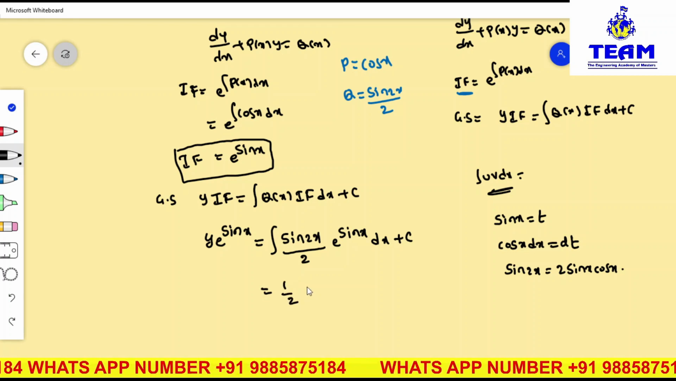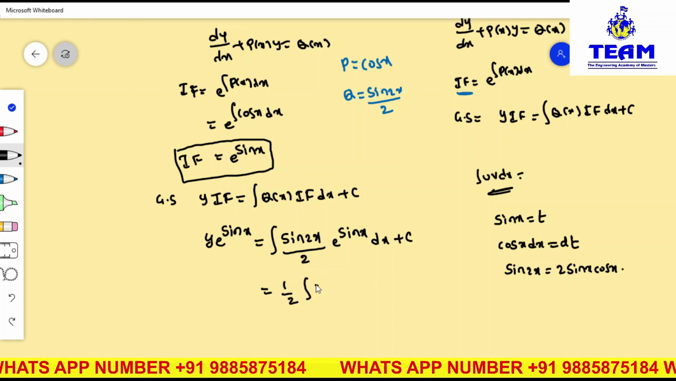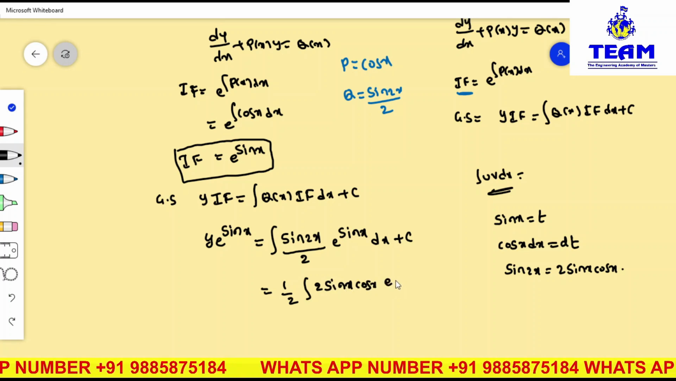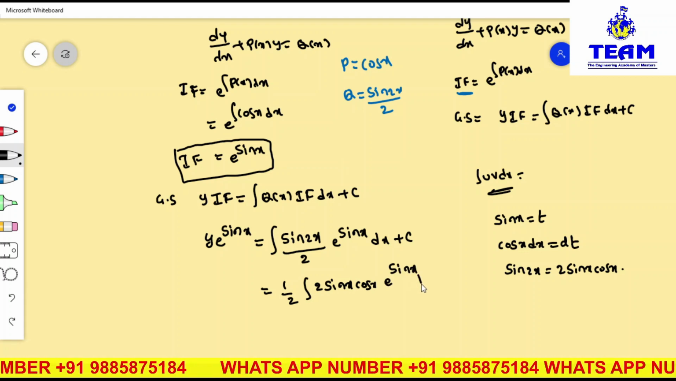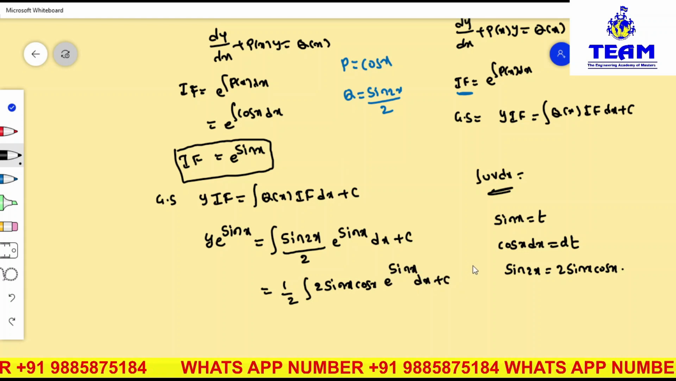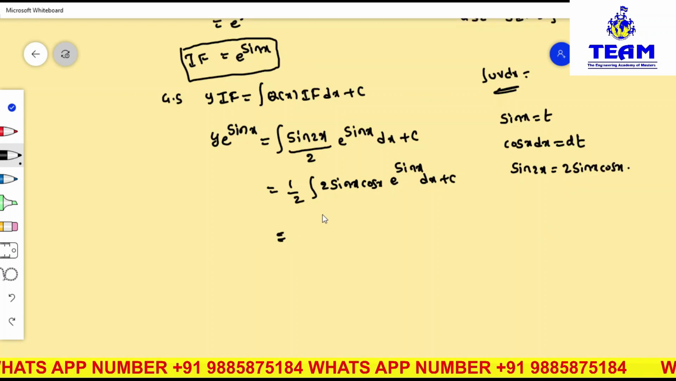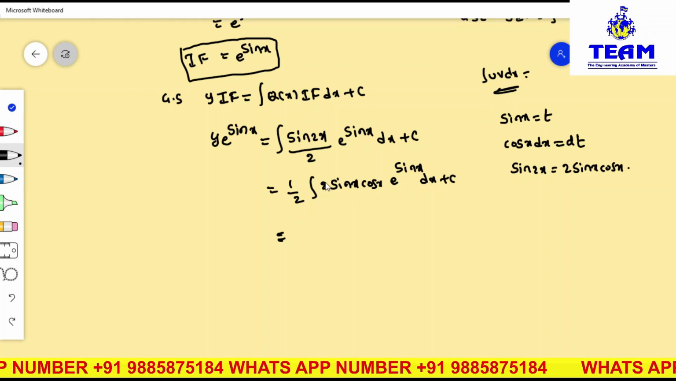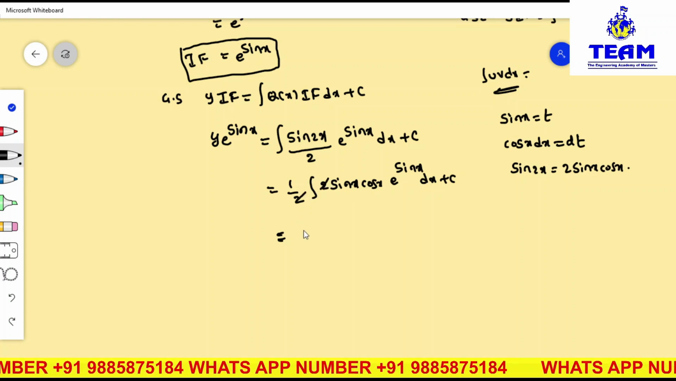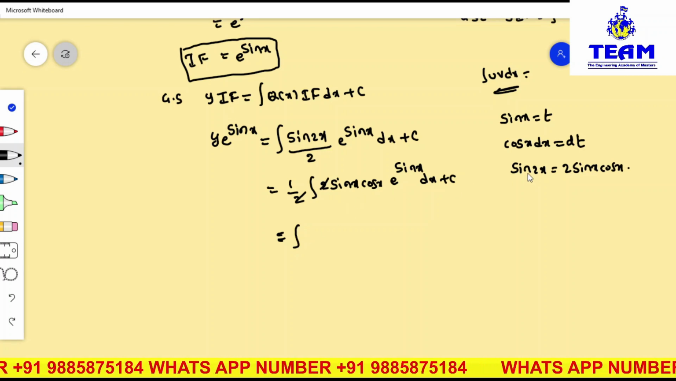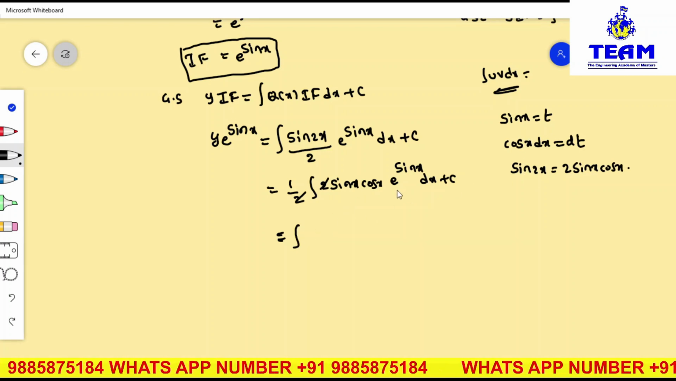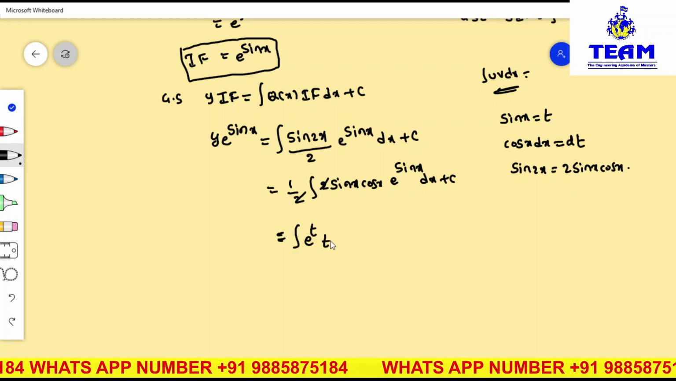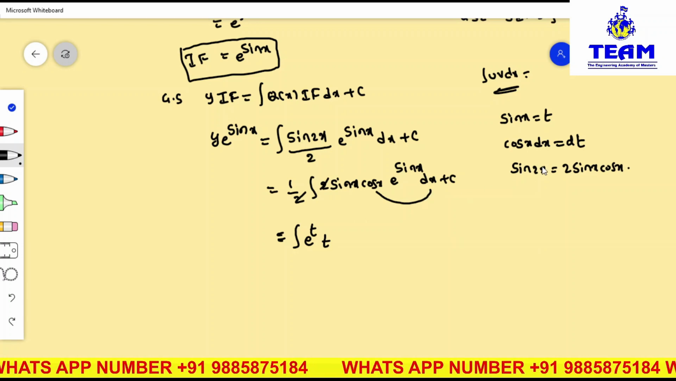So first I am writing 1 by 2 outside. Then the integral, sin 2x I can write as 2 into sin x into cos x into e to the power of sin x dx plus c. Now I am substituting sin x is equal to t. Outside we have a denominator 2 and inside you have a numerator 2, so both are getting cancelled. Then you will have the integral of sin x, I am substituting t. So in the e power I am substituting e to the power of t. Here you have sin x, so substitute t. Next, cos x dx is left, which is dt.